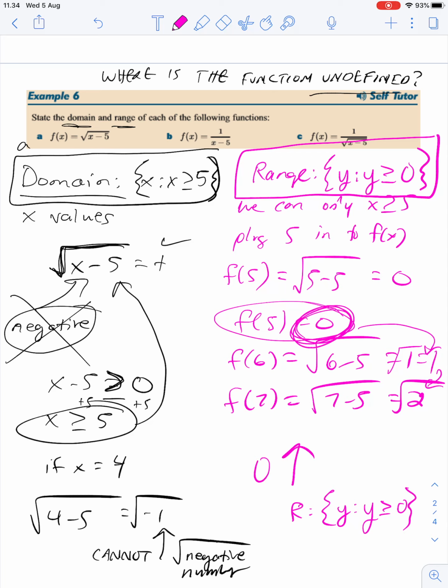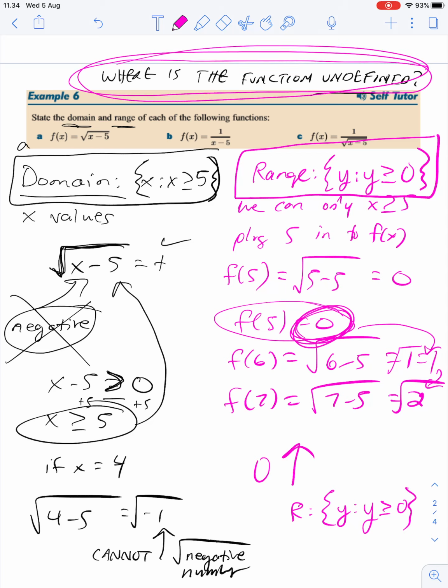Again, you're answering the question, where is this function undefined? In B, you can see that this is in the denominator, and the denominator can't be 0. That's key. Same thing with this one right here. The point is, you're supposed to do this without graphing.